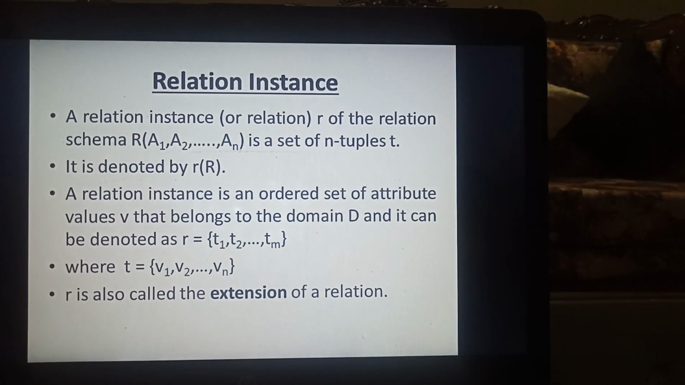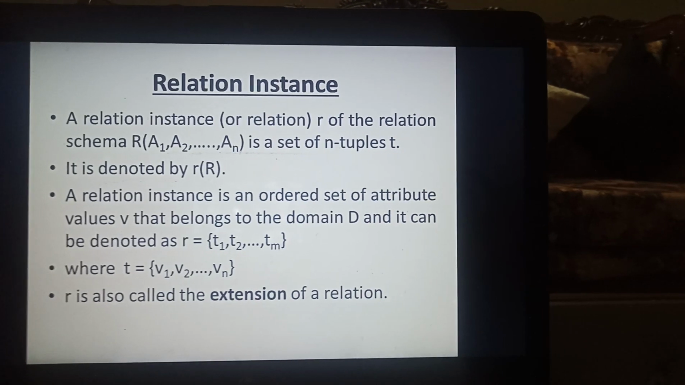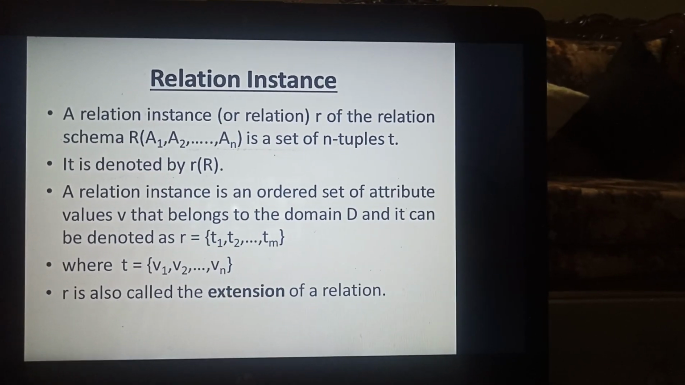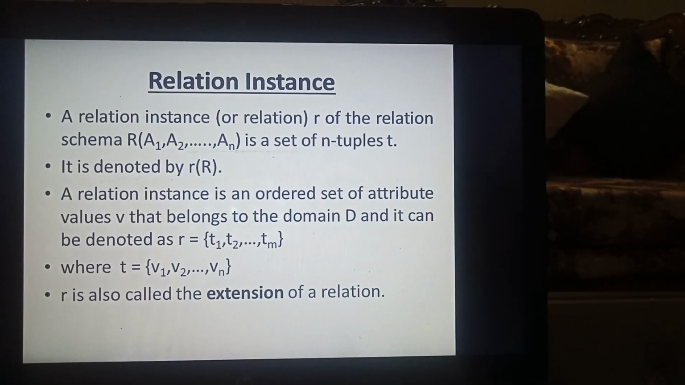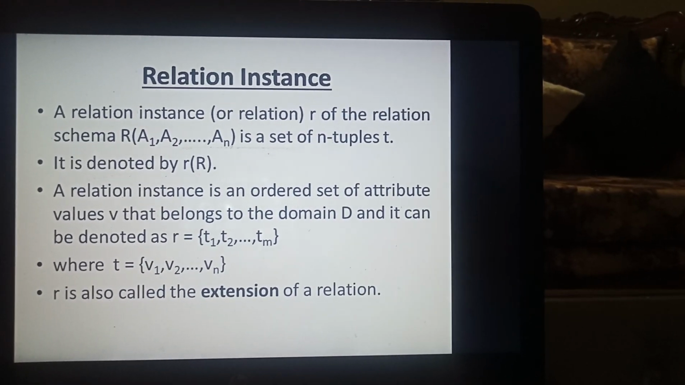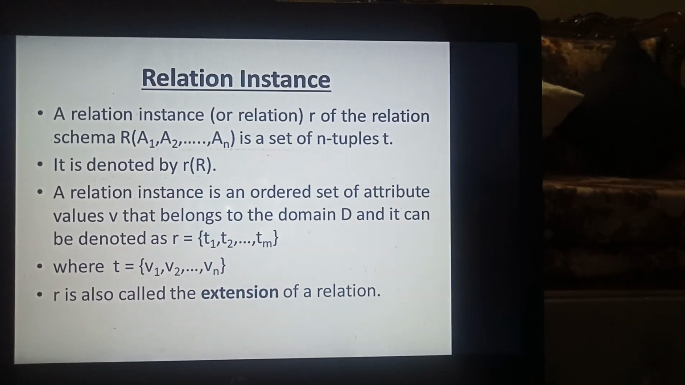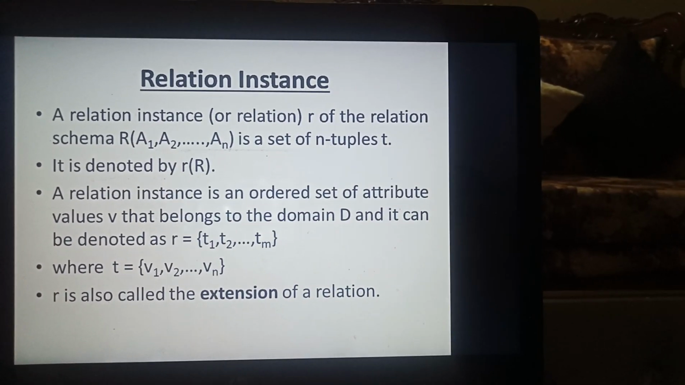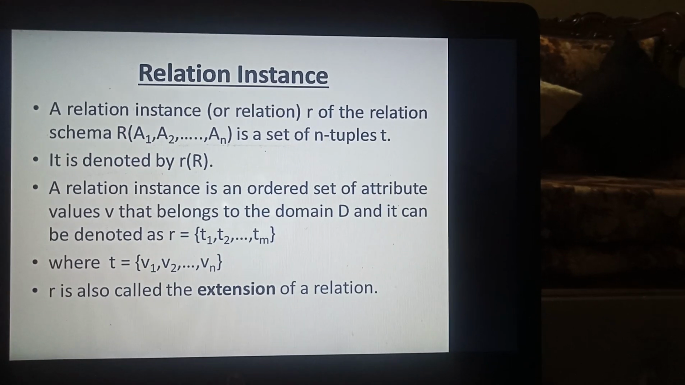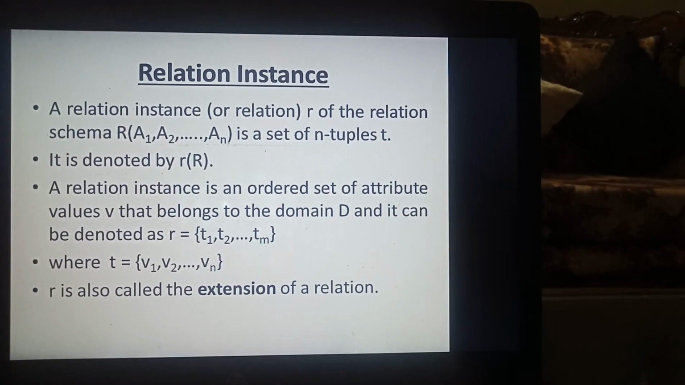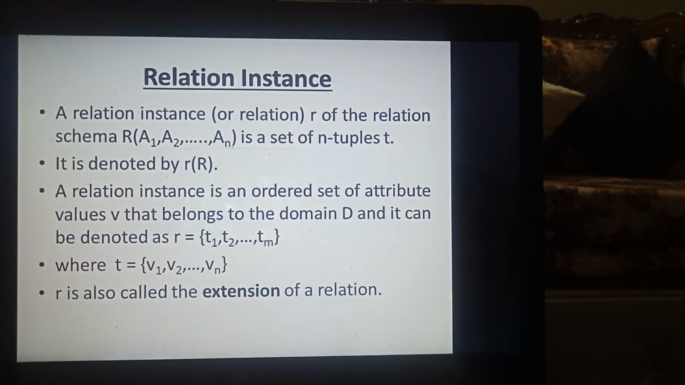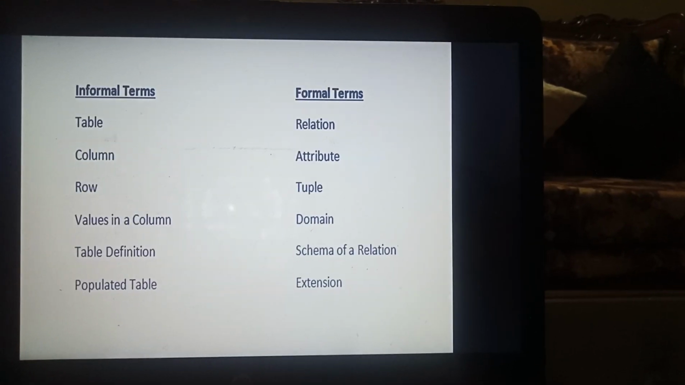Meaning here in relation instance we are talking about the values. Meaning tuples, rows. There can be many rows in a relation and each row has many values v1, v2 up to vn. So this is the relation instance, and relation instance is also known as the extension of a relation.